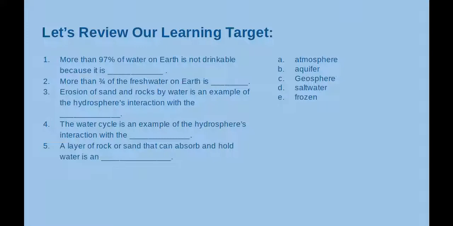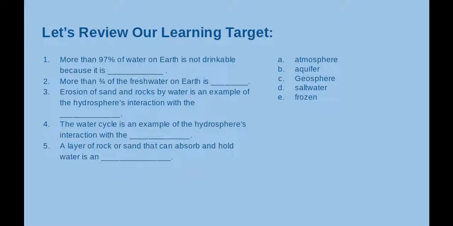Frozen. Number 3. Erosion of sand and rocks by water is an example of the hydrosphere's interaction with. The correct answer is C. Geosphere. Number 4. The water cycle is an example of the hydrosphere's interaction with. The correct answer is A.